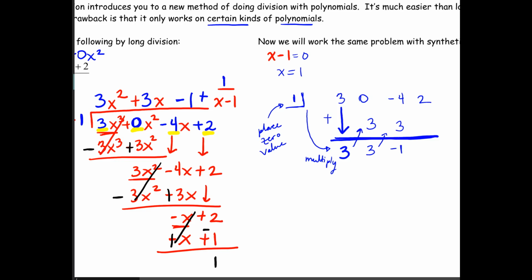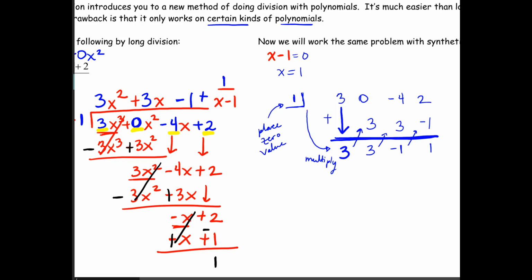And now multiply again. What is 1 times -1? -1, you put your answer in the next line. And you add straight down again. 2 plus -1 would give you what? 1.